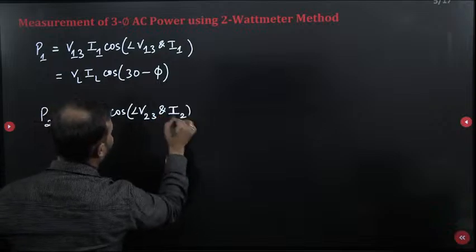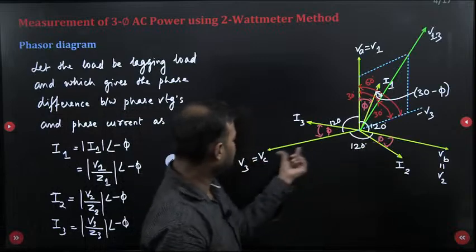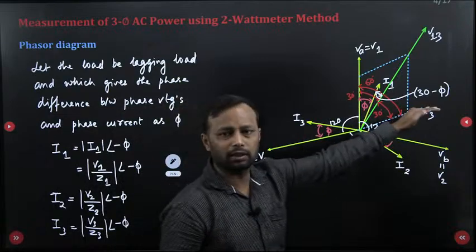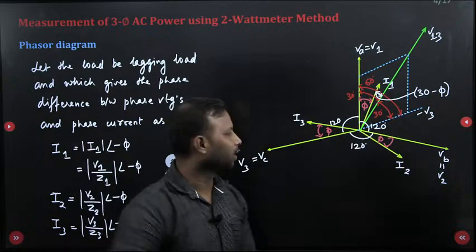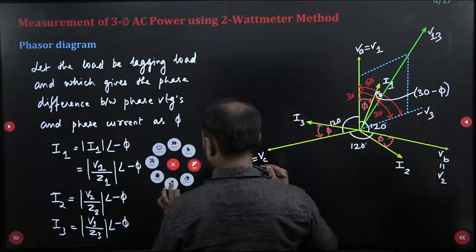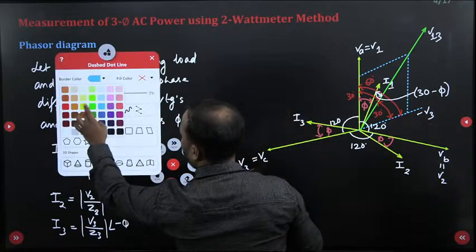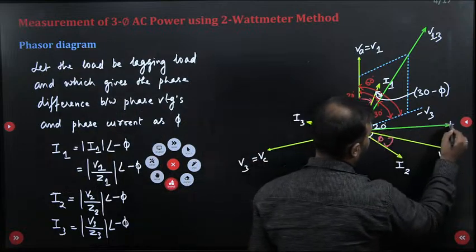Now for P2, which is V23 I2 cos of angle between V23 and I2. Let us find this angle. Okay. So V2 is here, V3 is here. So minus V3 is opposite to that, but we require V23, which is V2 minus V3. So minus V3 we already have. So take the resultant of it. So it will be here.